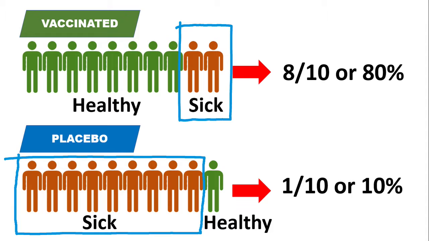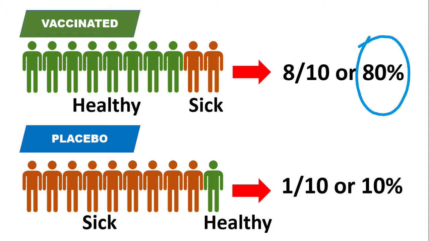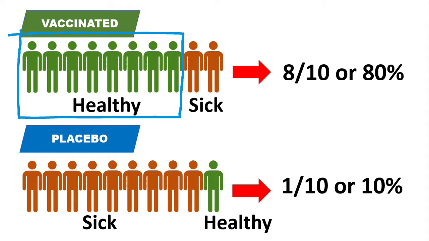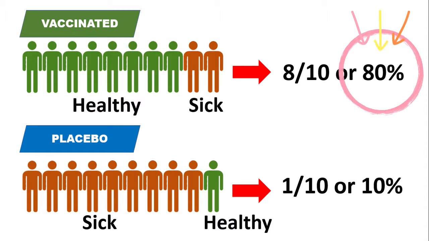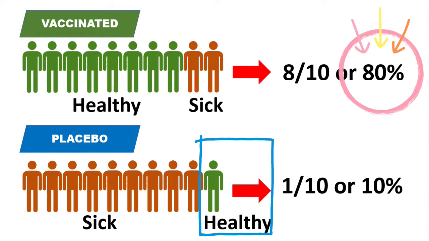Based on this result, the efficacy of the vaccine is 8 out of 10, or 80%. This means that those who received the vaccine were prevented from developing the disease by 80% compared to the group who received the placebo, which was only 10%.